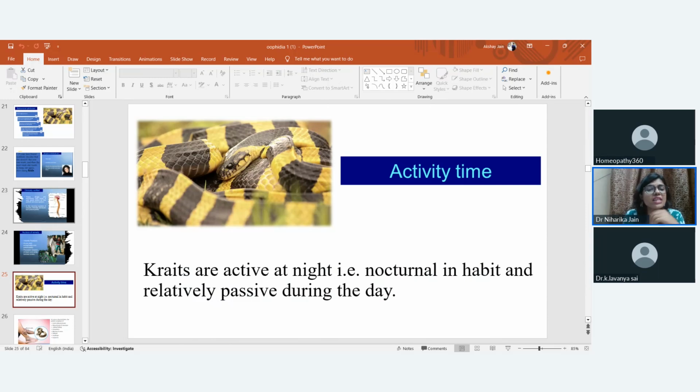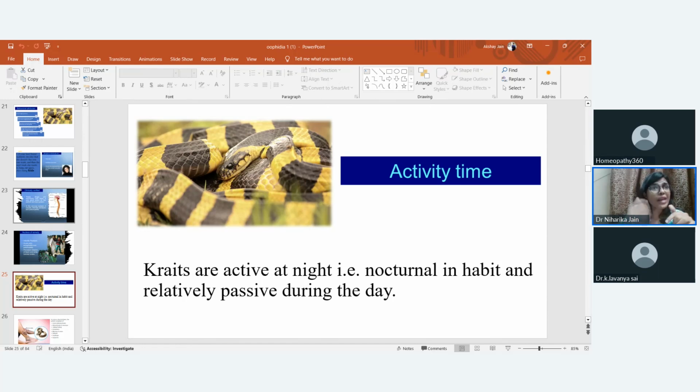Activity time: Kraits are active at night. That is natural in their habits, and they are relatively passive during the day. That's why we ask about aggravation. आपके मोस्टली कंप्लेंट कब एग्रेवेटेड होते हैं? नाइट में. एंड आफ्टर इन ड्यूरिंग टाइम आई एम कंफर्टेबल विथ माय कंप्लेंट्स, बस रात आते ही मेरी कंप्लेंट्स में बहुत एग्रेवेशन होता है.